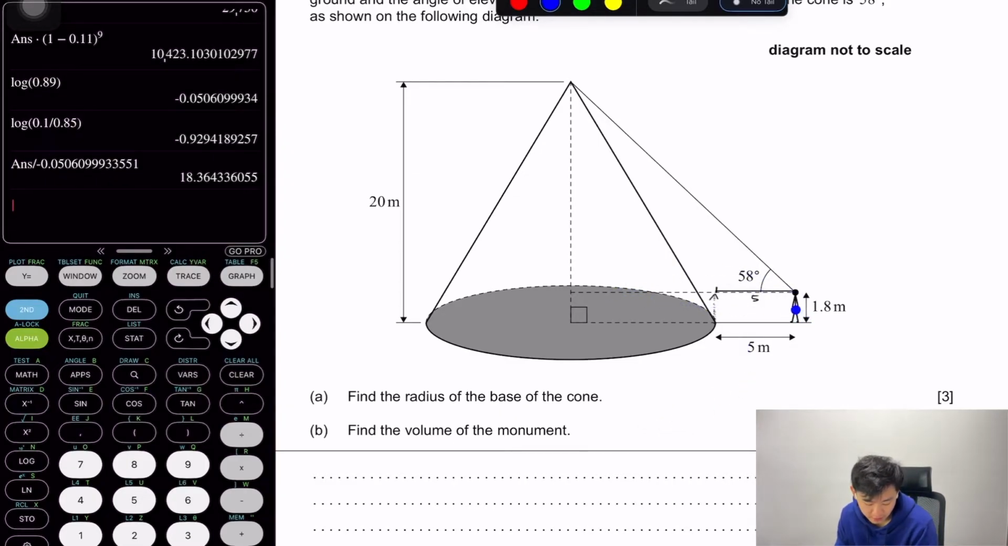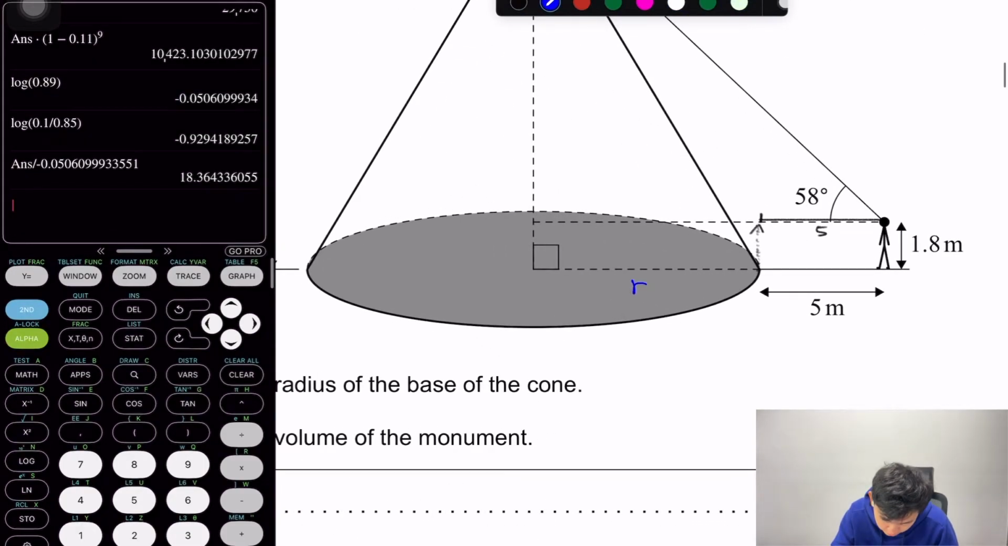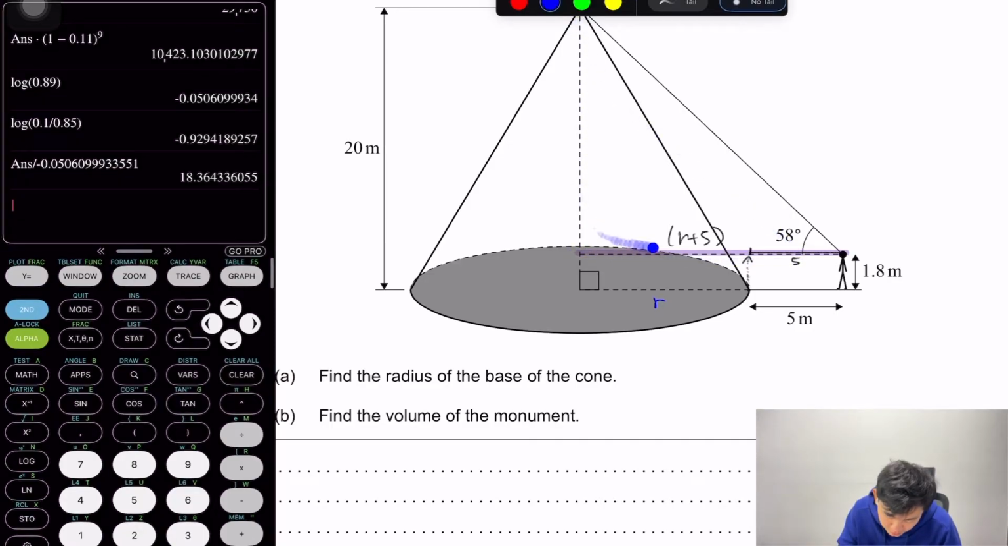We do not know the dimensions, right? So the things that we can do right now is read this one a little bit. That one is the radius, right? So if I highlight the whole thing, this whole thing is called r plus 5, right? We shift this r plus 5 up like this. So this line is still r plus 5, and that fits into this right angle triangle.